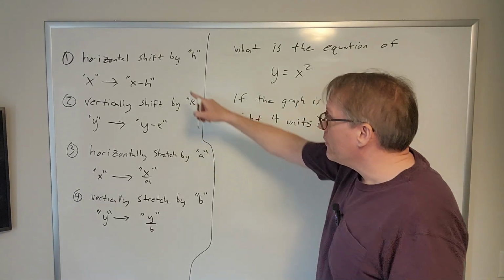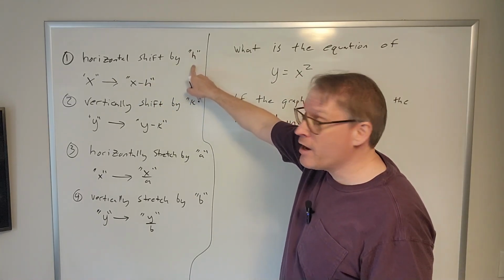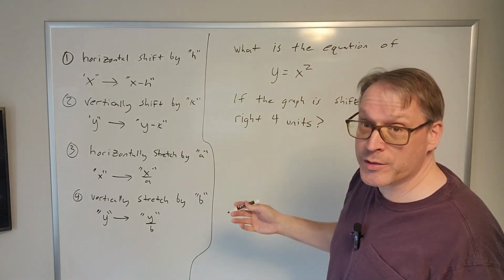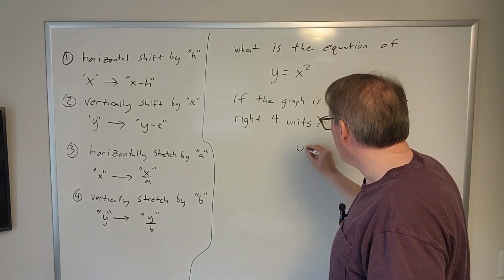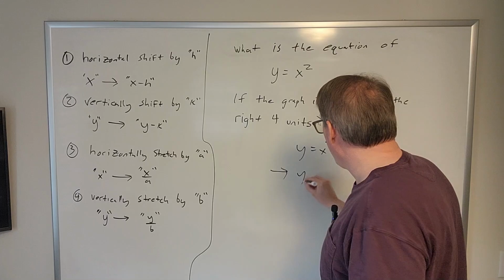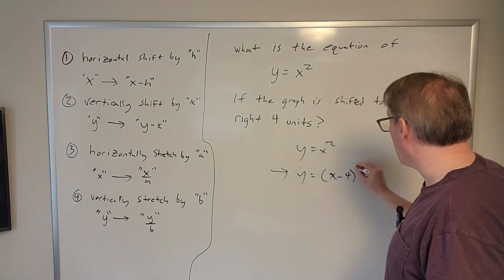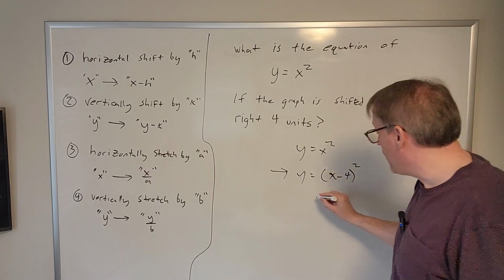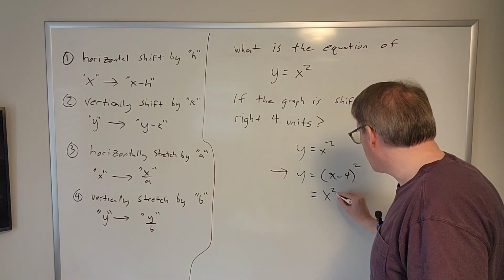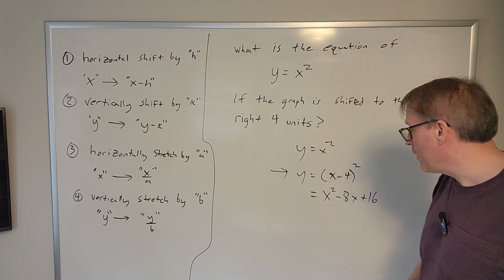All right. You want to shift to the right, horizontal shift. You want to go by 4 units. h is 4. Everywhere you see an x, replace it with x minus 4. So it was y equals x squared. Now it's going to become y equals x minus 4, that's an x minus 4 squared. You can multiply this out as well. It'd be x squared minus 8x plus 16.